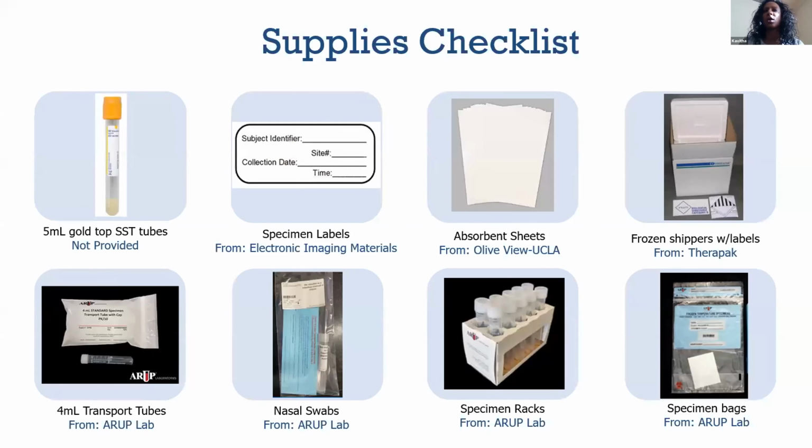So this is a checklist of the items you will be receiving. The first item, the gold top SST tube, will not be provided to site. So you will have to use whatever your facility has, 5 ml gold top SST tubes. You'll be getting labels, absorbent sheets, shipping boxes, these transport tubes, nasal swabs, a cardboard rack to store your specimens, and then these specimen bags.